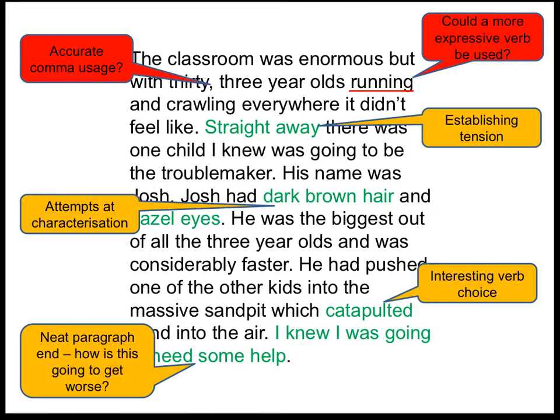The classroom was enormous, but with 30 3-year-olds running and crawling everywhere, it didn't feel like it. Straight away, there was one child I knew was going to be the troublemaker. His name was Josh. Josh had dark brown hair and hazel eyes. He was the biggest out of all the 3-year-olds and was considerably faster. He'd pushed one of the other kids into the massive sand pit, which catapulted sand into the air. I knew I was going to need some help.